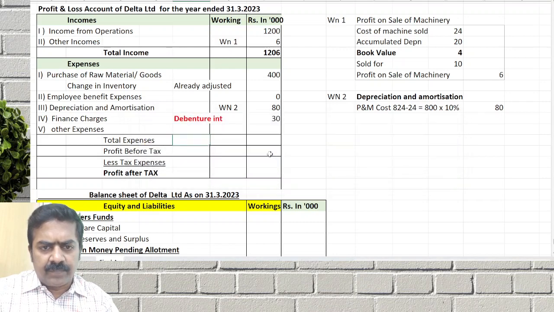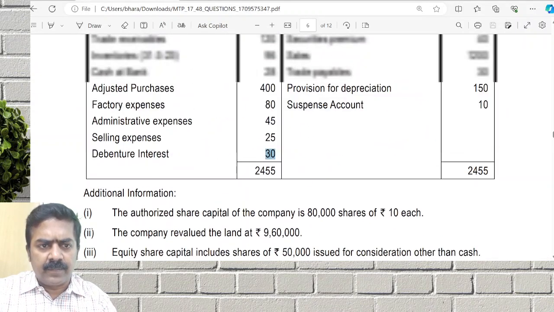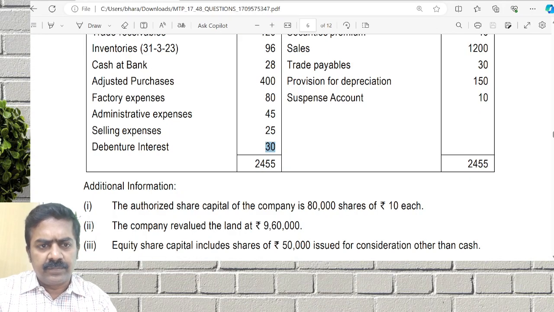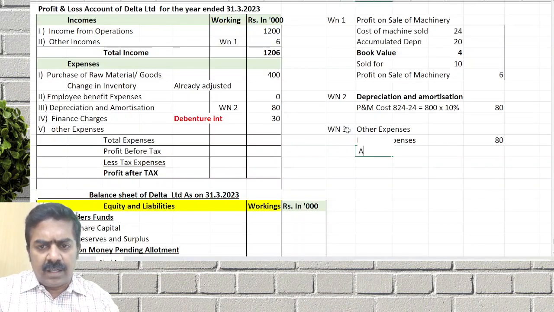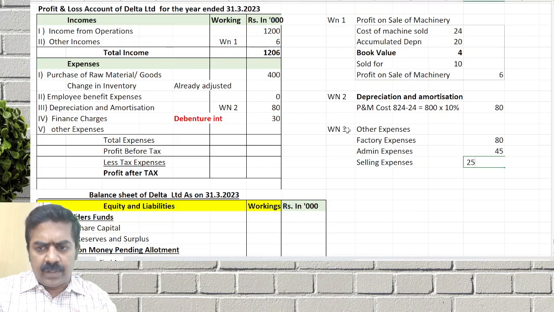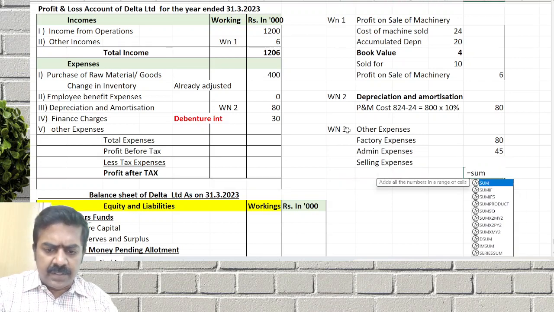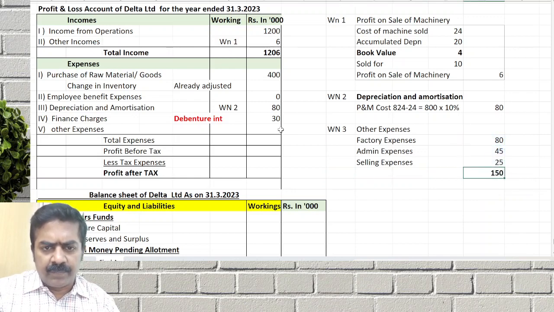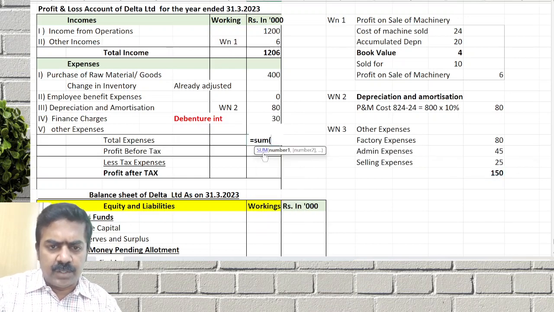Other expenses, what and all will come in other expenses? Start working note 3. Factory expenses, what is given? 80. Then administration expenses 45. Then selling expenses 25. Any other expenses or preliminary expenses to be written off? No. So 150 will come. Total of other expenses is 150.